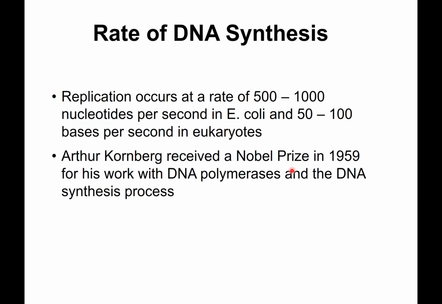So let's add a few details to this process. You know all the key steps now. There are some differences between eukaryotes and prokaryotes. In general, the process itself tends to be faster in E. coli compared to eukaryotes. Eukaryotes have a more complex type of DNA with histones and so on, which slows down the process. So in prokaryotes, this process goes at a rate of about 500 to 1,000 nucleotides per second.